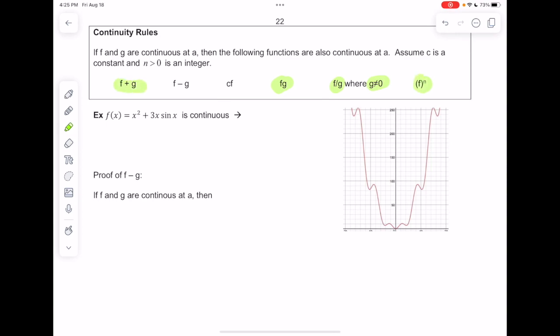So you can add continuous functions, subtract, multiply by a constant, multiply with each other, divide as long as you're not creating 0 denominators, or raise to an integer power, and all those things will retain the continuity of the original pieces. So, for example, x squared plus 3x times sine of x is continuous. Now, there's a small problem here.